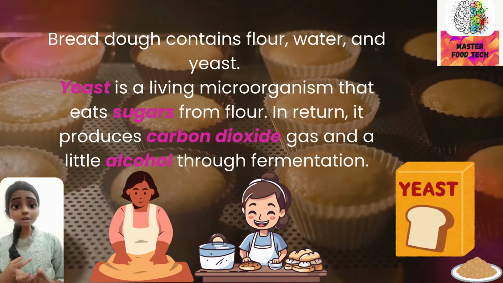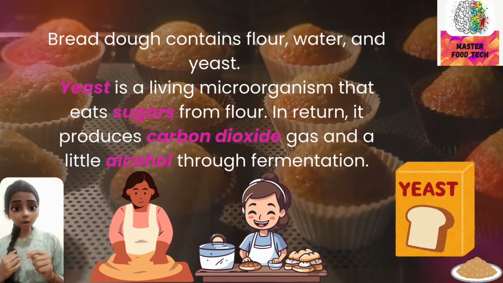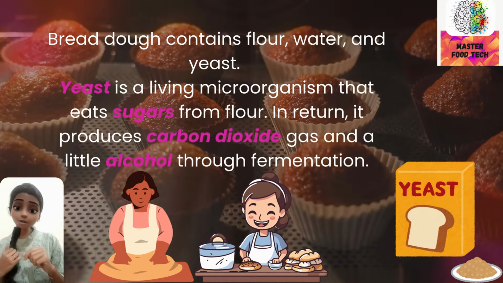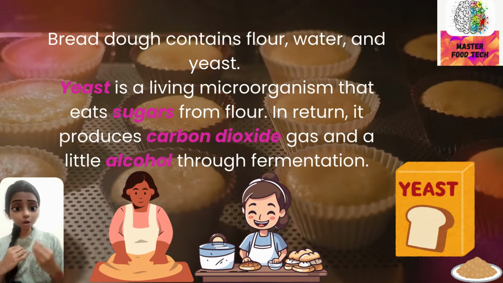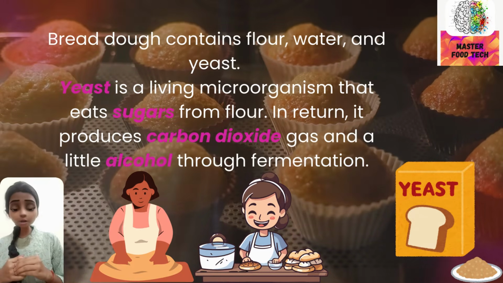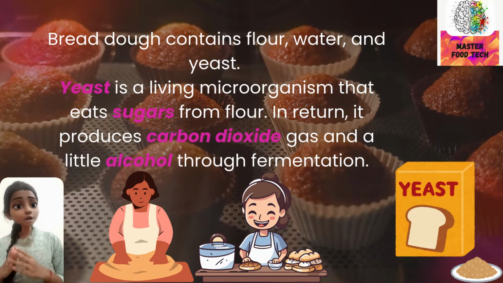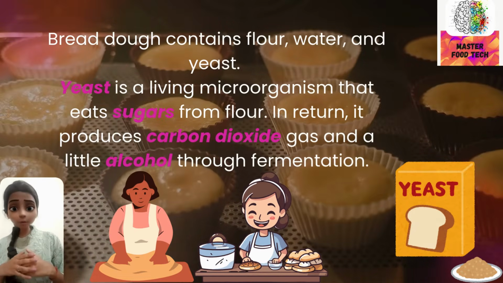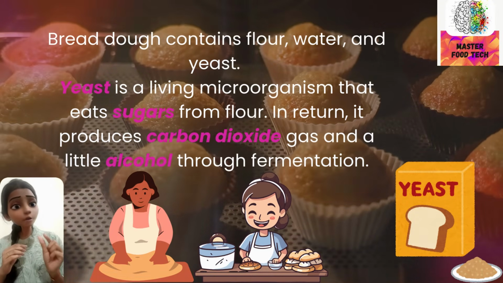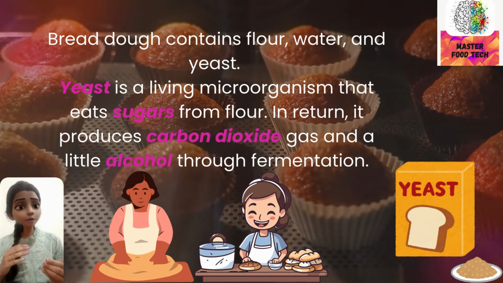But what is yeast here? Yeast is a living microorganism that eats the sugar from the flour. So, sugar is a main source of food for the yeast. So, as soon as the yeast eats the sugar, what does it produce? It produces the carbon dioxide gas and a little amount of alcohol through the fermentation.